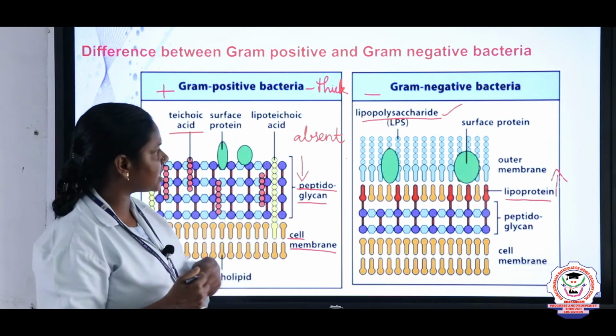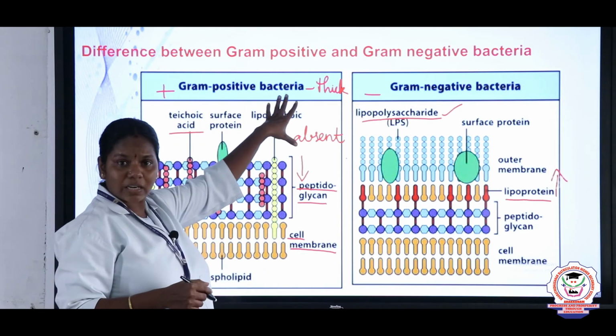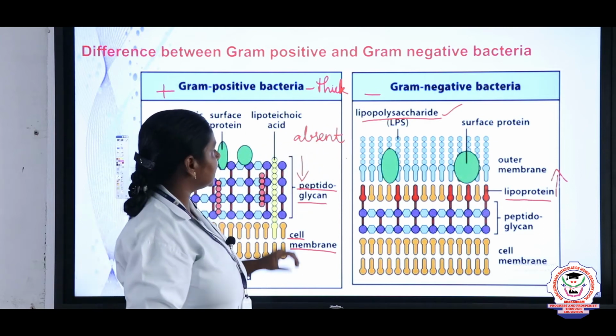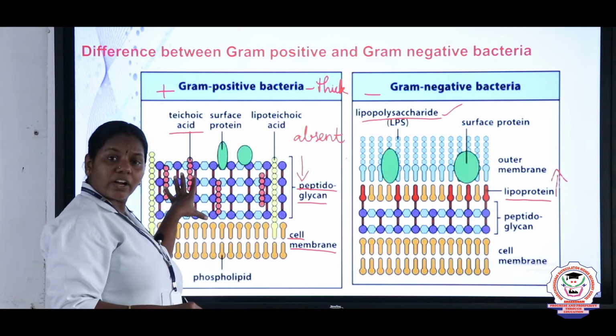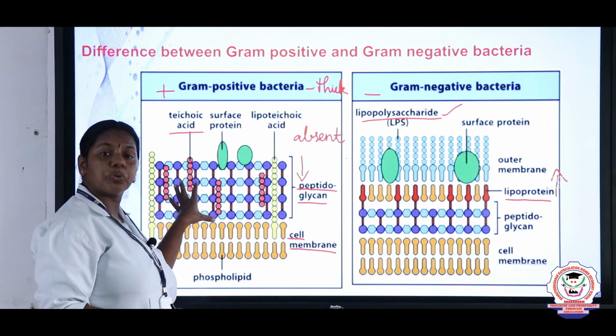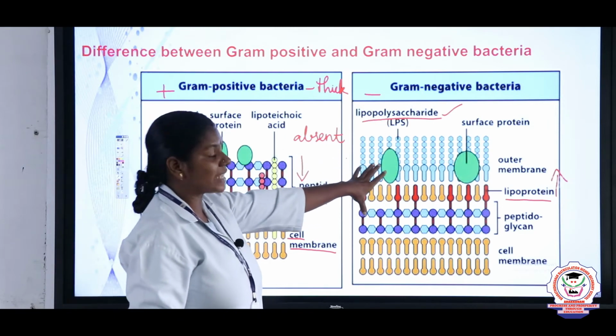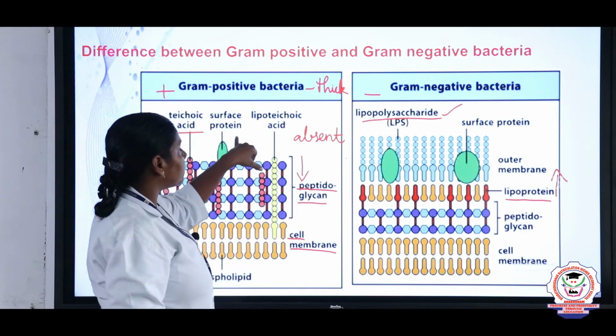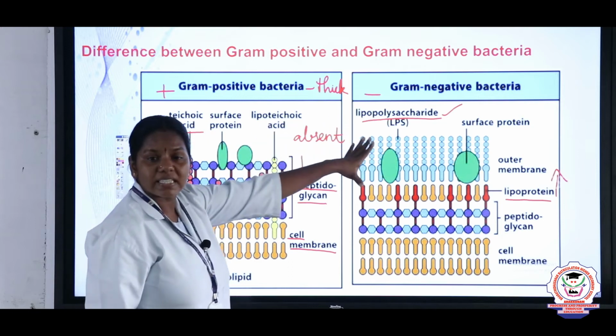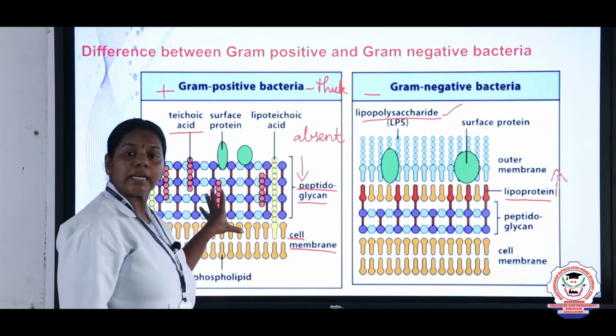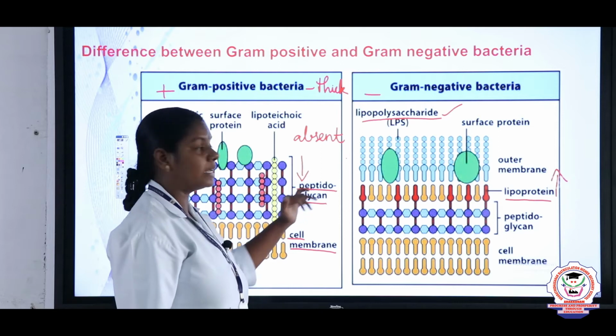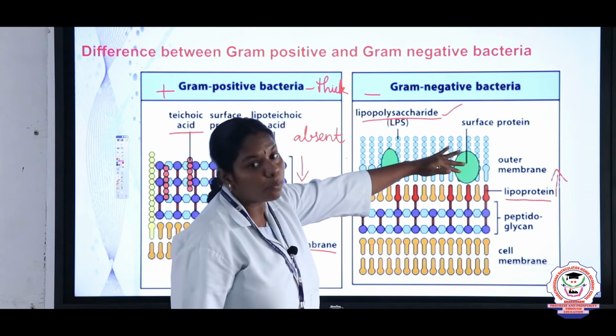So, let us recall, children. In gram positive bacteria the cell wall is thick, and here it is thin. Here peptidoglycan is present, so the cell wall is rigid. Here it is elastic, and here lipopolysaccharide is absent, lipopolysaccharide is present, lipoprotein is very low in content, and here lipoprotein is more, right?